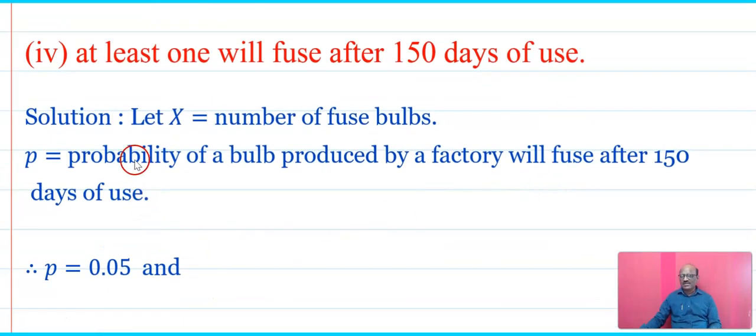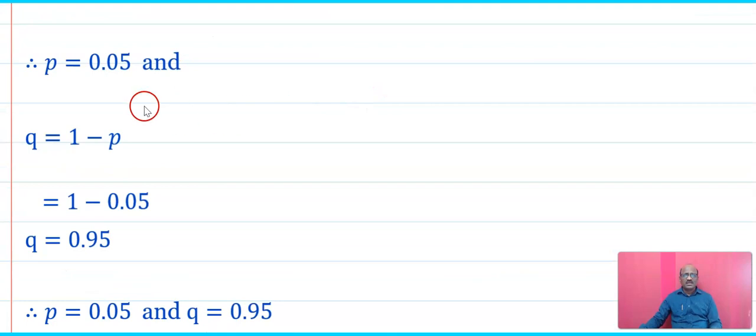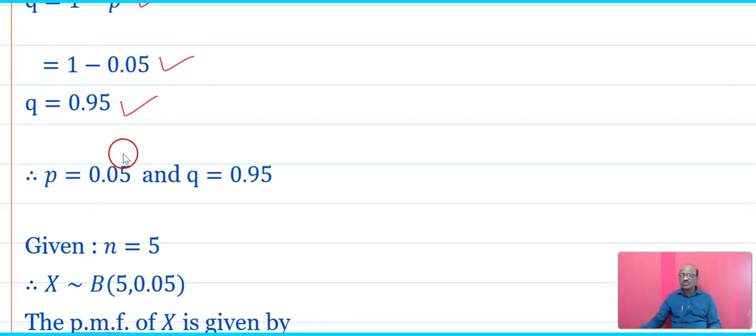Now let X denote the number of fused bulbs. P is the probability that a bulb produced by a factory will fuse after 150 days of use. What is that probability? It is given, which is 0.05. Again, Q is equal to 1 minus P, that is 1 minus 0.05. Therefore, Q is equal to 0.95. Here P is 0.05 and Q is 0.95.